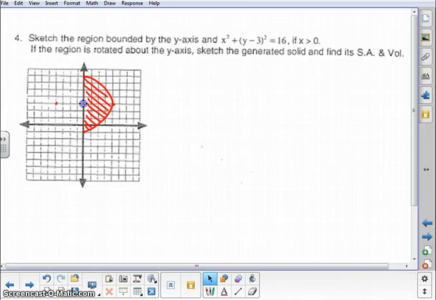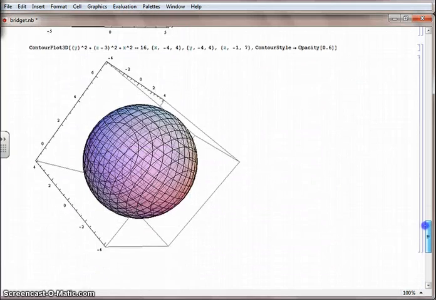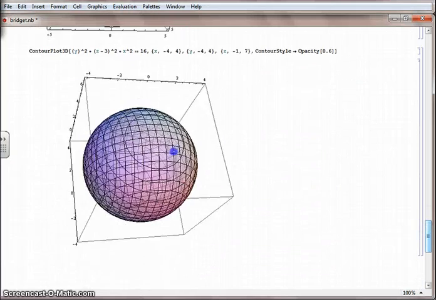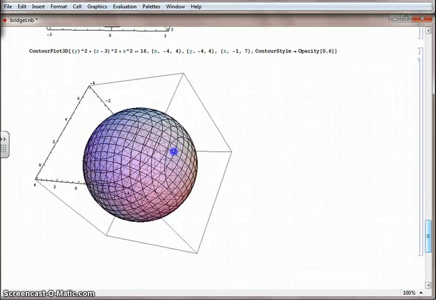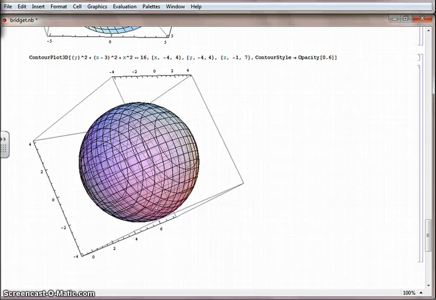Okay, and if this picture is rotated about the y-axis, it's going to turn into a picture that looks like this, a sphere. So no matter how I turn it, you're just going to see a sphere all the way around, and all that is filled in inside of there.